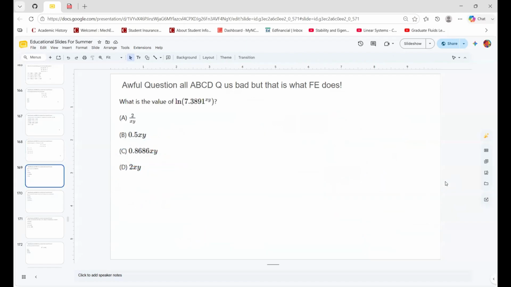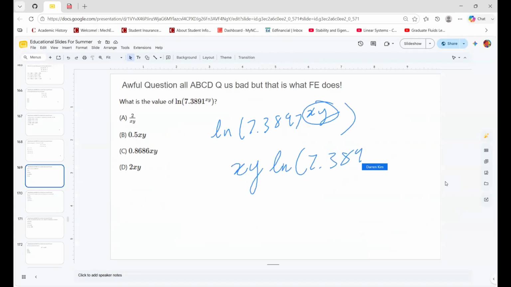Over here, we have ln of 7.3897 xy. Remember that if it's parentheses, you can do xy ln of 7.3897. So plug that into your calculator. And I forgot where ln is on my calculator. Natural log. Come on, it should be on the board. It's under math. Oh, come on, where is ln when you need it?